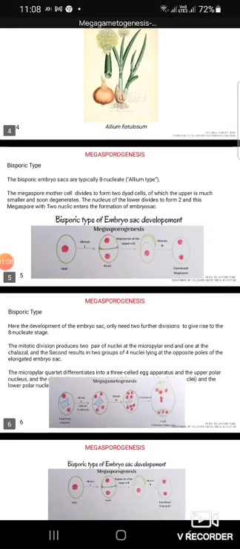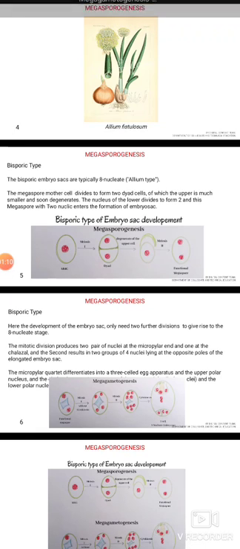Coming to this, the bisporic embryo sacs are typically 8 nucleate. The megaspore mother cell divides to form two dyad cells, out of which the upper is much smaller and soon degenerates. The nucleus of the lower divides to form two, and this megaspore with two nuclei enters the formation of the embryo sac.